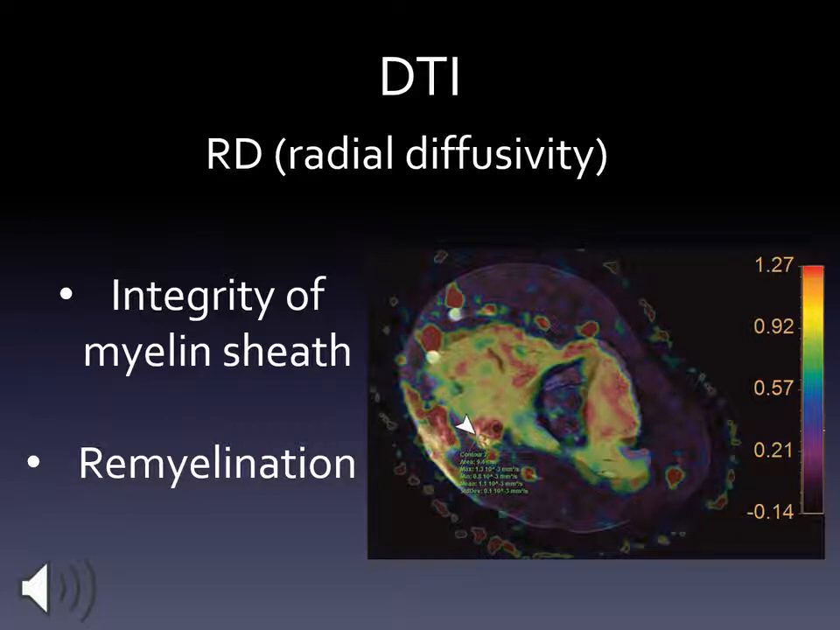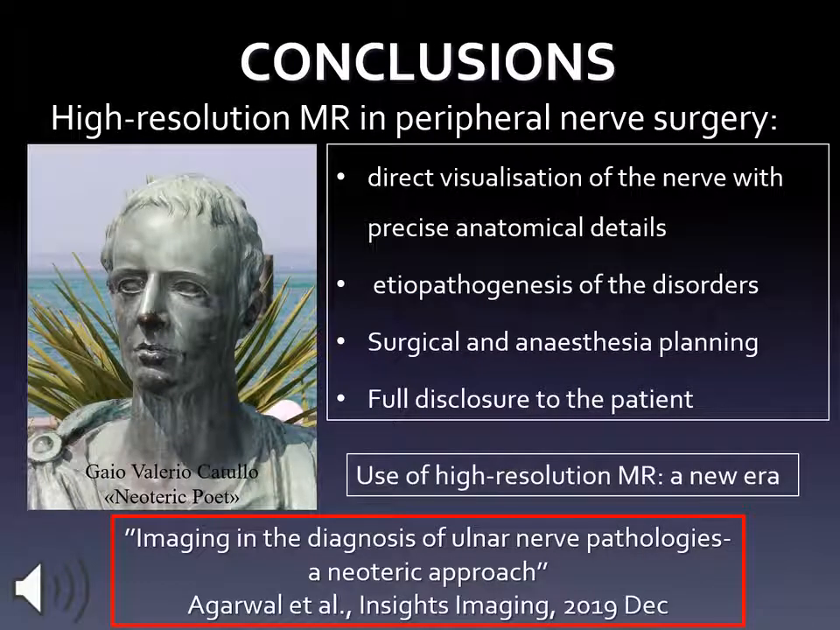Parameters derived from DWI and DTI can be potential biomarkers for neural damage and regeneration. High-resolution MR allows direct visualization of the nerve with precise anatomical details and points towards the etiopathogenesis of the disorders, facilitating better clinical decision-making and patient management.